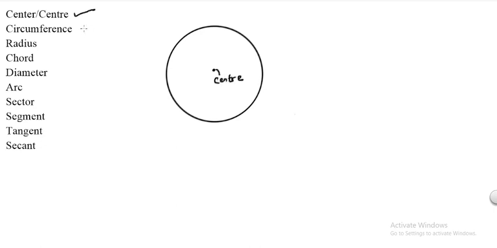And then for the second one, the circumference of the circle. The circumference is simply the outer part of the circle. So this part of the circle is called the circumference. So I'll write here circumference. For the next on our list, we have radius. The radius is simply a straight line from the center of the circle to the circumference of the circle. Any line. So if I have this line to the circumference of the circle, this is a radius. This is also a radius.